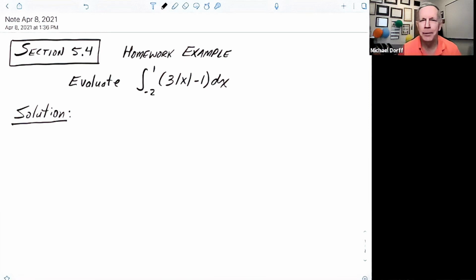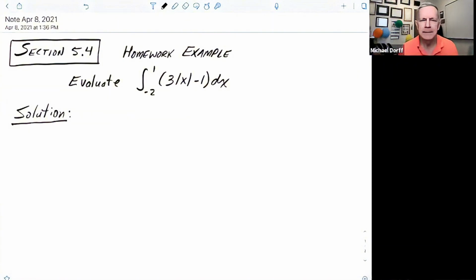We're in section 5.4, and we're doing a homework example. In this one, we're supposed to evaluate an integral. What makes this problem different is that we have an absolute value symbol inside the integrand, the function that's after the integral sign. So let's see how we could solve this problem.